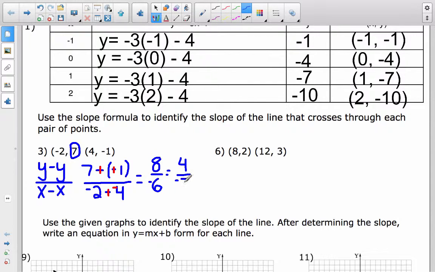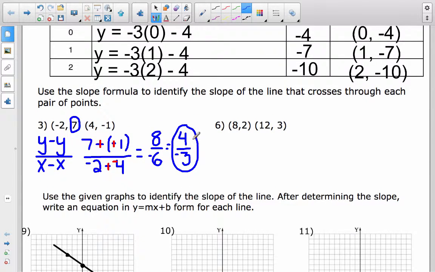And I know it's really tempting to go ahead and make that a mixed number, but when we're dealing with slope, we leave our fractions improper. So 4 over negative 3 is your final answer. You're going to use that same formula in a couple minutes to complete numbers 6 through 8. But for right now, let's flip to the back of our papers. Take a look at number 9.